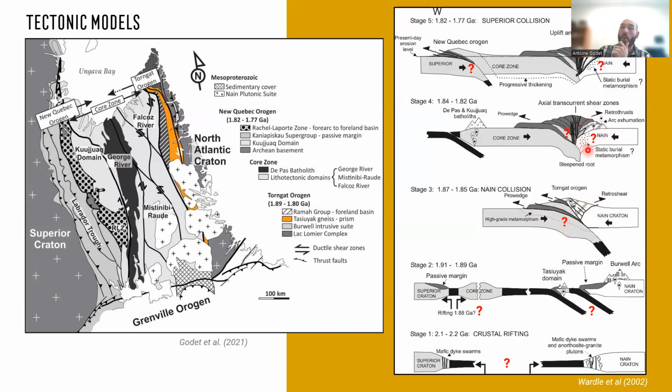Was the margin of the North Atlantic Craton reworked during the Trans-Hudson? This is another question. What were the metamorphic conditions in the Tasiuyak orogen? Another question. And finally, can we date better the timing of the final accretion on the Superior Craton? So those are a lot of question marks. So this is one model.